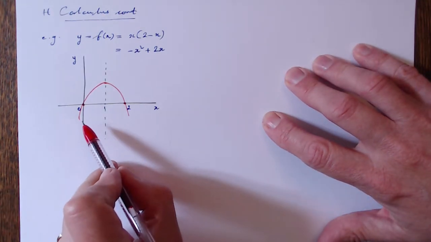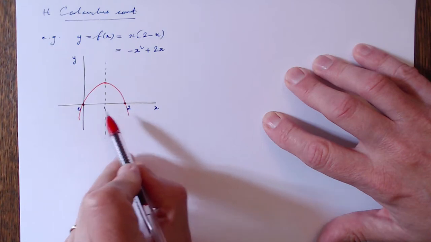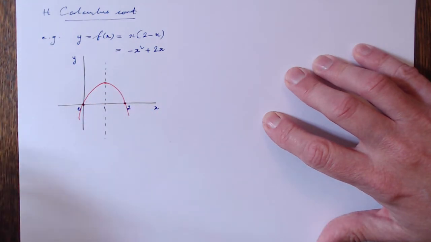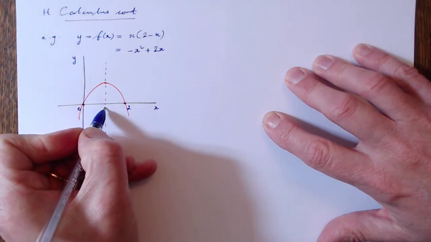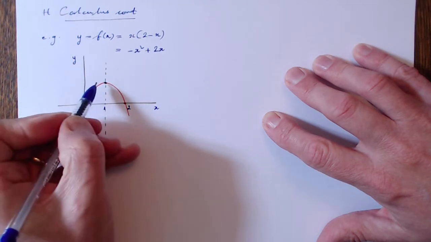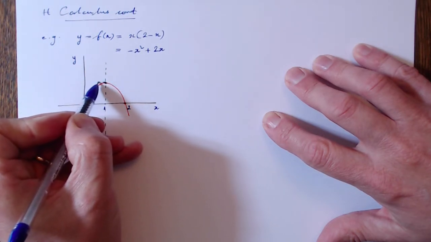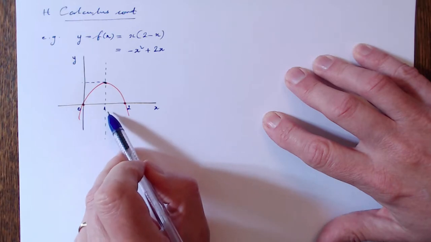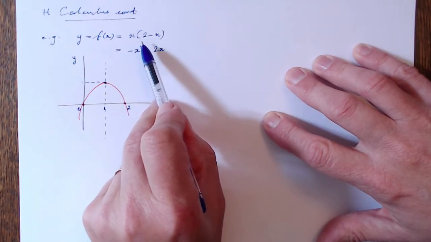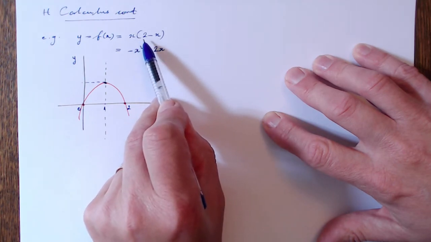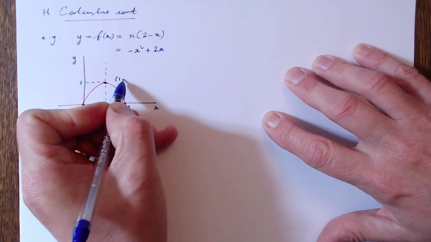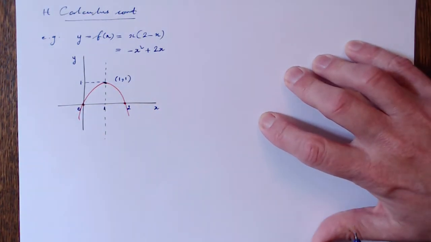So we have a function which has a single stationary point, a maximum, and that maximum is located at x equals 1. The actual coordinates of the stationary point, once you know the value of x, are trivial to find, because you can just substitute your value of x into the original function. When x is equal to 1, we have 1 times 1, so the coordinates of this stationary point are 1, 1.